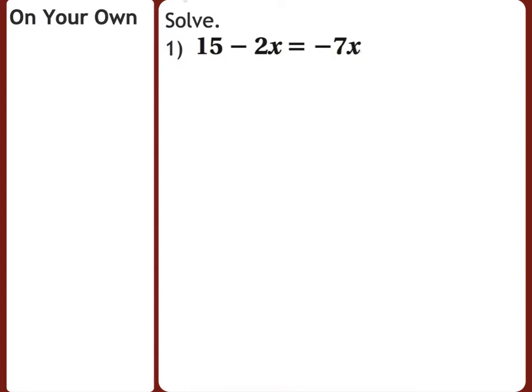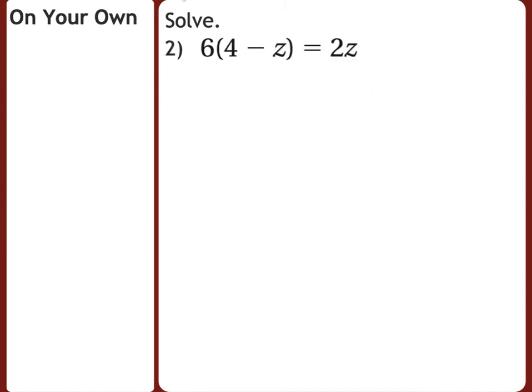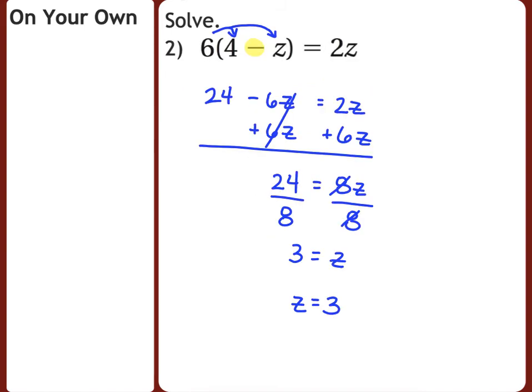All right, so go ahead and try this on your own. All right, so you should have gotten x equals negative 3. And one more on your own. All right, and this time z is equal to 3.